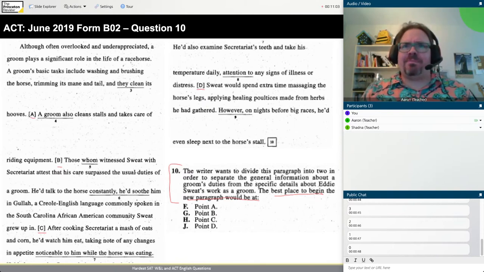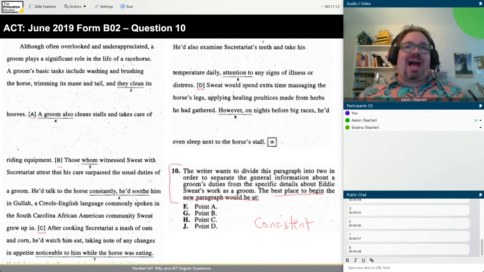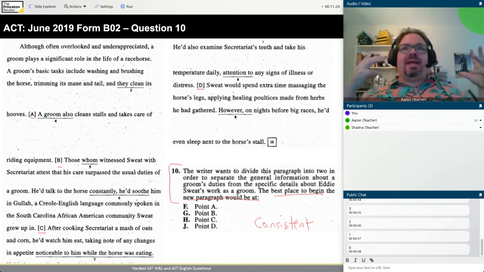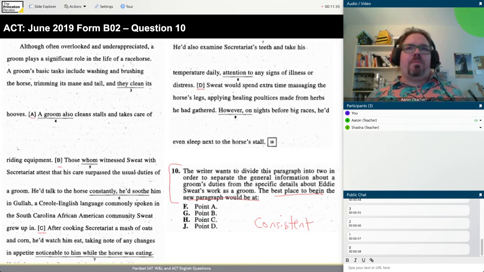You might be like, well, it can't be D. That's not the key here. We want to be consistent. And so obviously, whenever we're making a paragraph, we want to keep the ideas within a paragraph consistent. This is taking stuff directly from your English classes at school. When you're learning to write a paragraph, you want to have your paragraph have some one big overarching idea. If you have too many ideas, break them into more paragraphs. Now, here, we don't even need to go that far because the ACT is giving us a clue in the question itself.